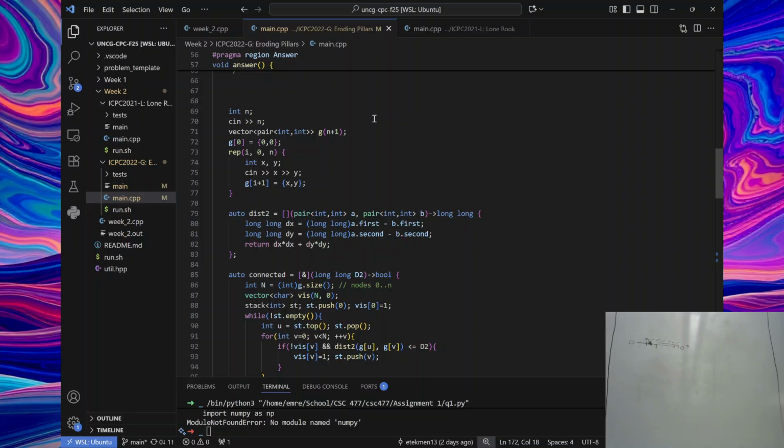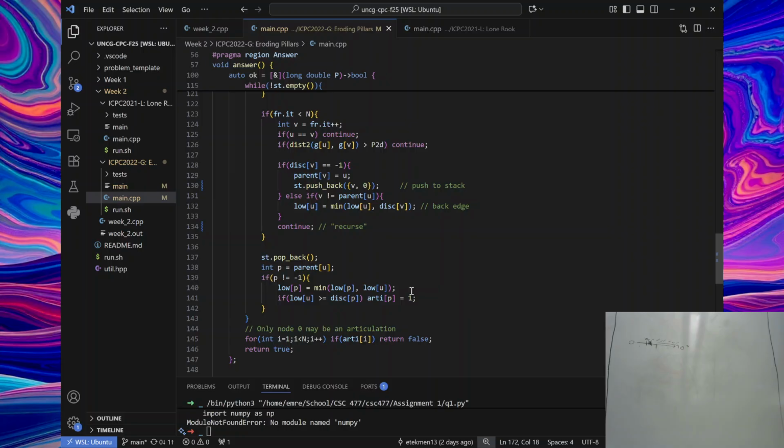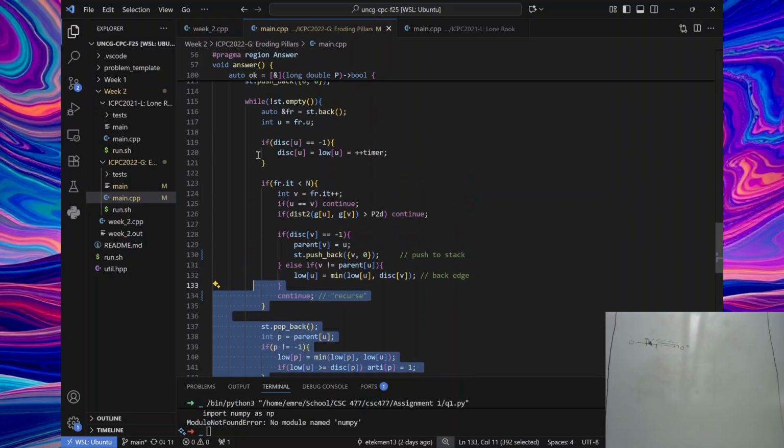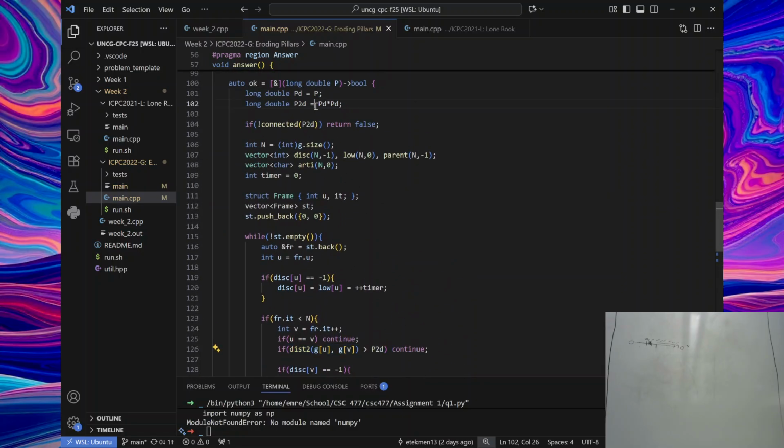Actually, we don't have enough time to go over all of this stuff, but you can look over it. This is Tarjan's algorithm right here. We're checking, remember the low, I call it discovery disc instead of tin, but it's the same thing. So this is our back edge, right? And here is our distance. It's the distance squared because we don't want to do square roots because that's slow. You just check if the distance squared is greater than the jump power squared, right? P is the jump power.